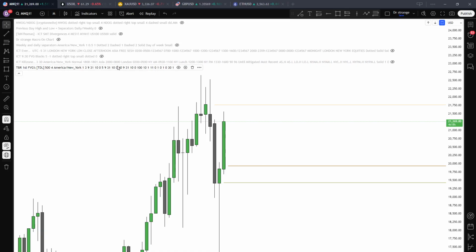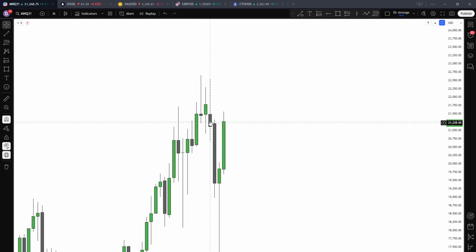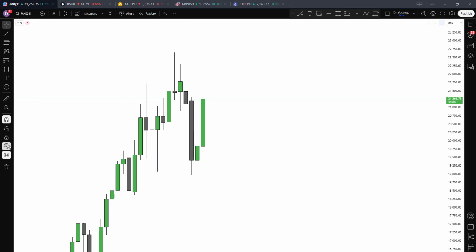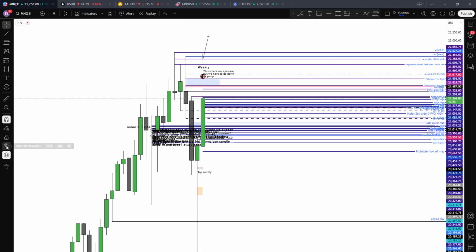So on a monthly time frame, we've just taken out the previous monthly high. Okay. I hope we have it on chart. This previous monthly high should be, let me make it ready.